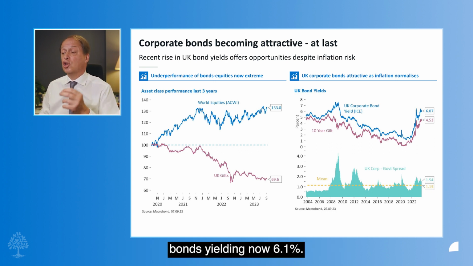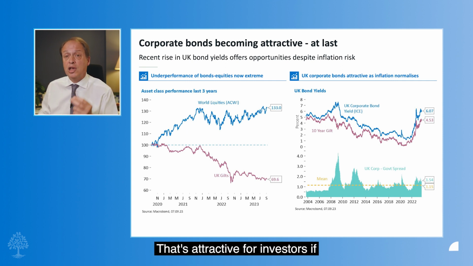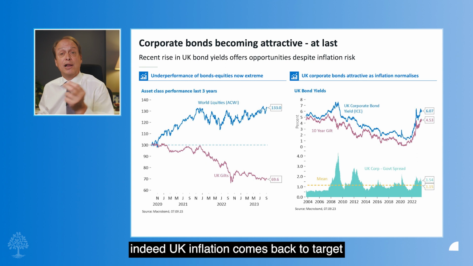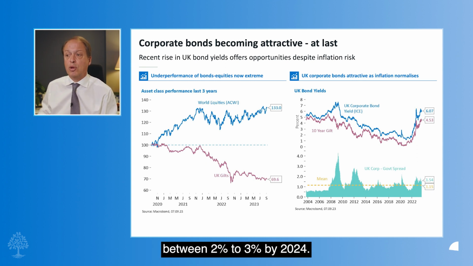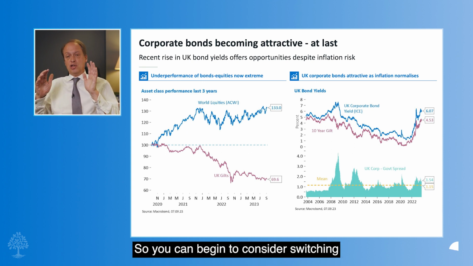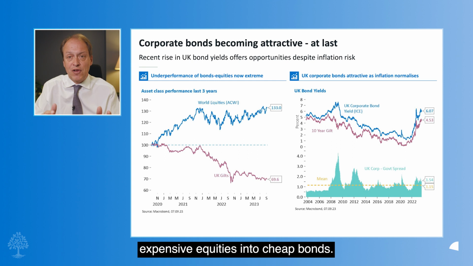UK corporate bonds yielding now 6.1%. That's attractive for investors, if indeed UK inflation comes back to target of 5% by year end and somewhere between 2 to 3% by 2024. So begin to consider switching expensive equities into cheap bonds.